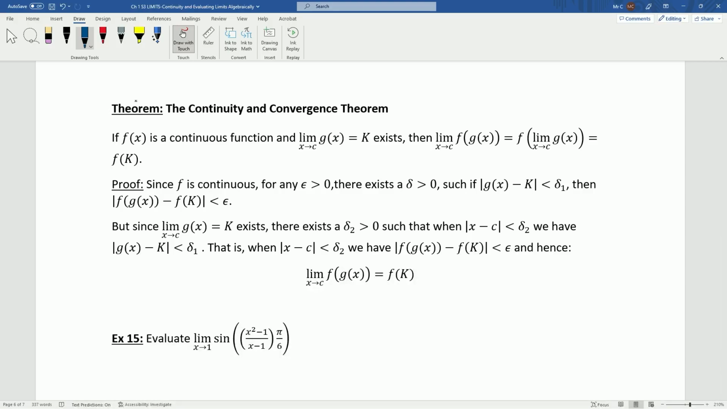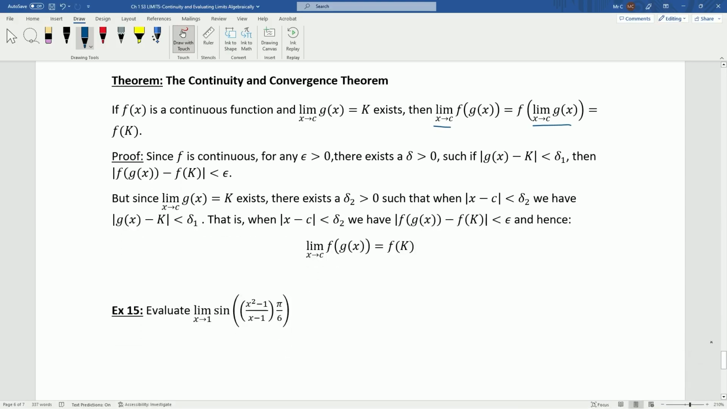If f of x is a continuous function and the limit as x approaches c of g of x equals k exists, then the limit as x approaches c of f of g of x equals f of the limit as x approaches c of g of x, which equals f of k. That seems like a big complicated statement, but all this says is if I've got a limit of f of g of x, I can move the limit operator inside the function f. So we'll look at applying that in just a moment.